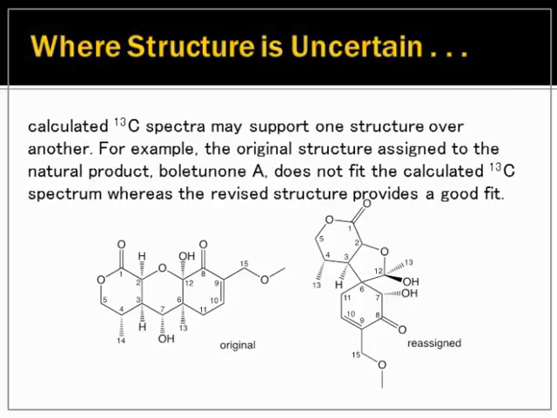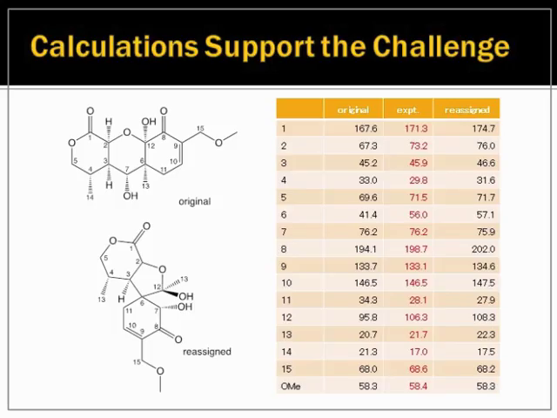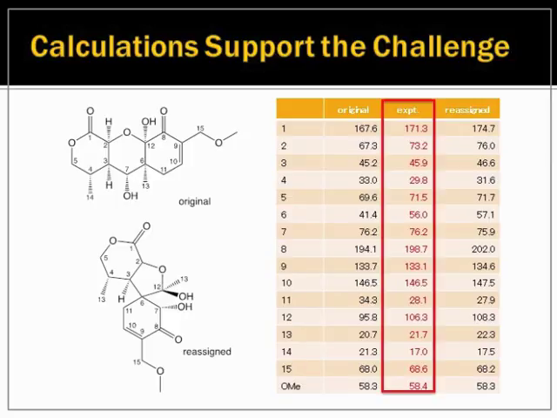Here's the second thing, where the structure is uncertain. I'll pick an example where I didn't do the work, someone else did. Here's the original drug. It's a natural product. The original assignment is that. The reassignment, which was based on synthesis, is that. If you look at the calculations of the 2 structures, here is the experimental spectrum, which is exact.